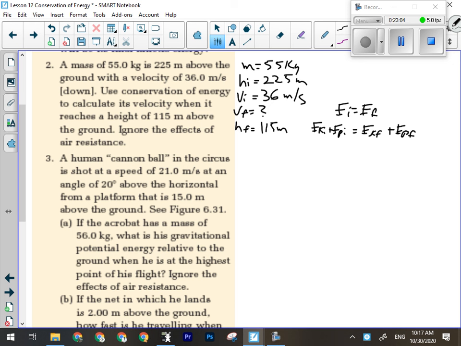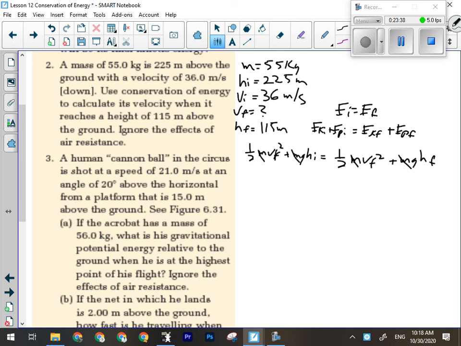So now we can plug in our formulas. That's going to be 1/2 MVI squared plus MGHI equals 1/2 MVF squared plus MGHF. M's in every term, so I can cancel it, unless you don't want to. Then you could put in 55 kilograms for each one of those if you wanted to. It's entirely up to you. I try to use as few numbers as possible because there's less chance for me to screw something up.